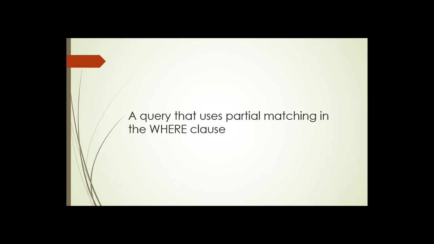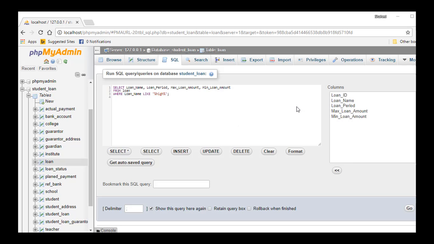Now I'm going to show you a query using a partial matching statement in a where clause. I have already written the code. You can see that I'm going to find out loan name, loan period, maximum loan amount and minimum loan amount from the loan table, where the name of the loan will be like high.